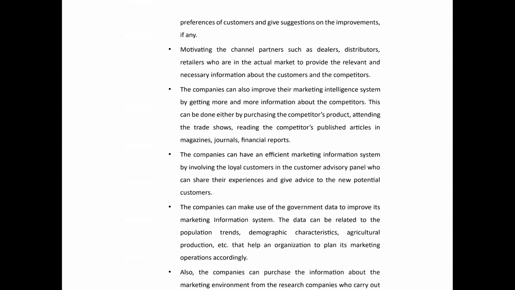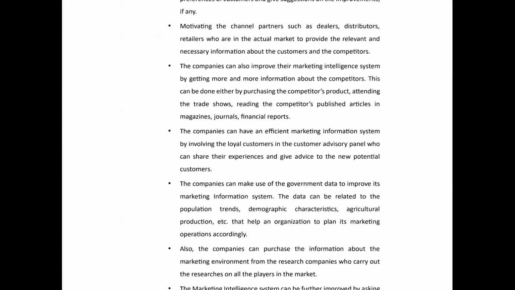The companies can also improve their marketing intelligence system by getting more and more information about the competitors. Usually this can be done by purchasing the competitor's product, attending their trade shows, or reading the competitors' published articles in magazines, journals, or financial reports. So you have to read, it is very important to read. And that can actually give you the information.